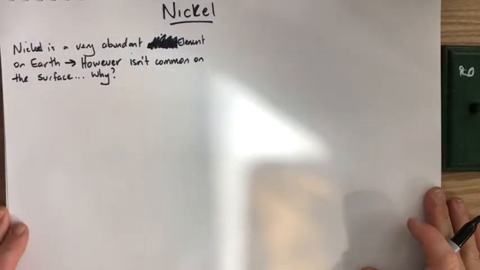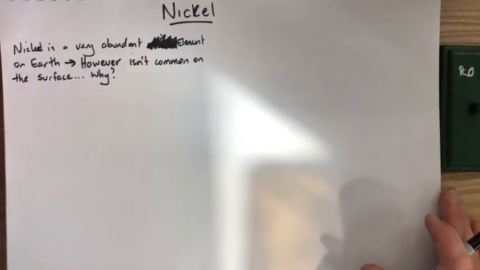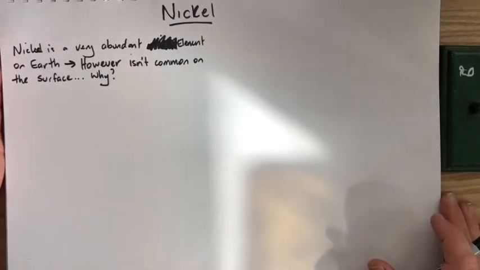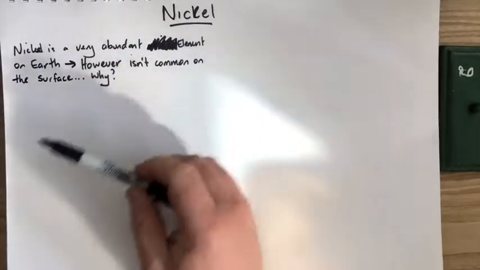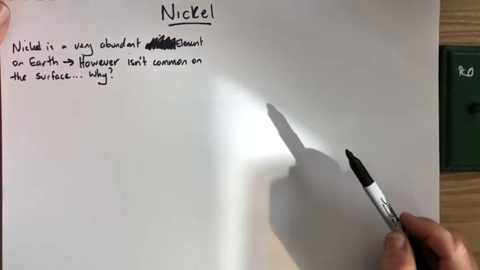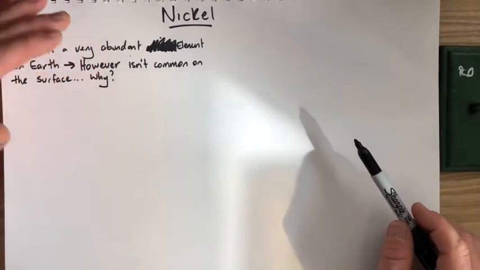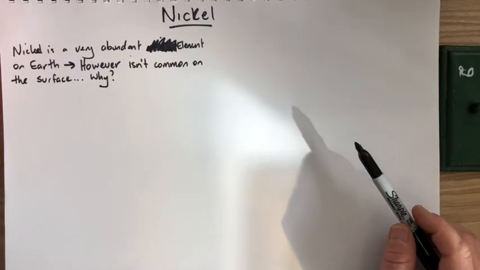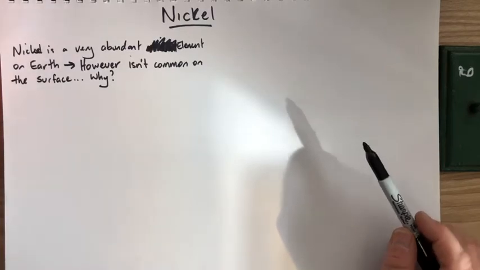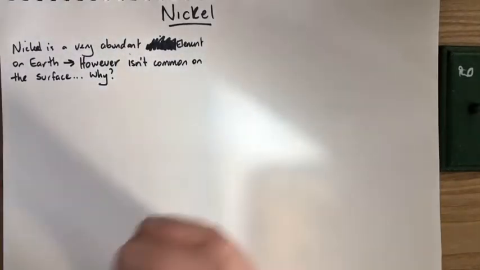Hi guys, today we're going to be talking about nickel, the element nickel, and the resource that we have taken out here in WA. So I'm going to start with a little note that nickel really is one of the most abundant resources, one of the most abundant elements that we have on Earth. However, we don't see it very commonly on the surface.